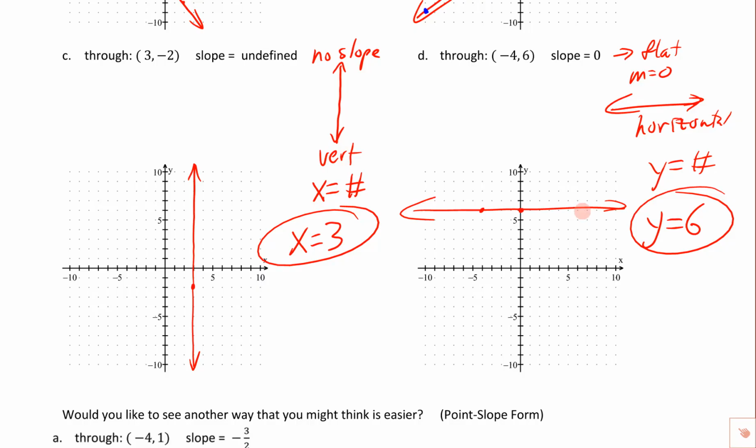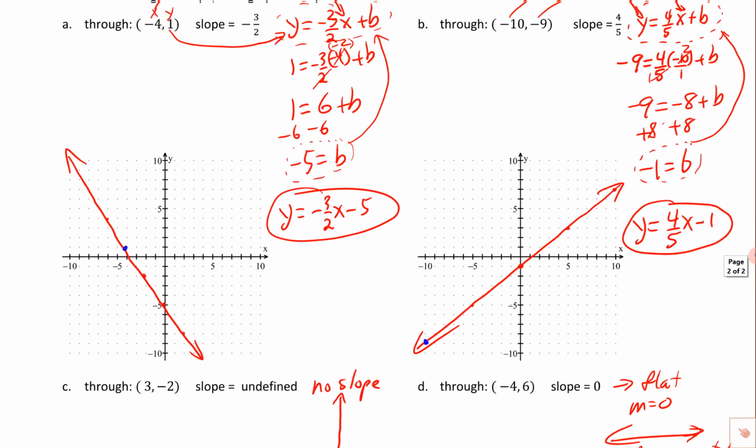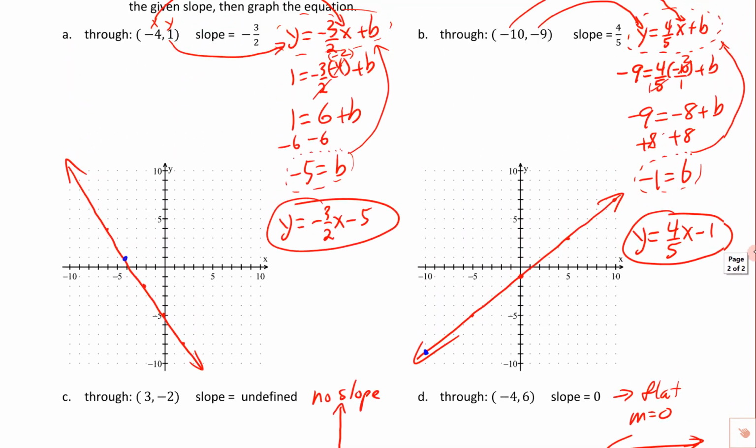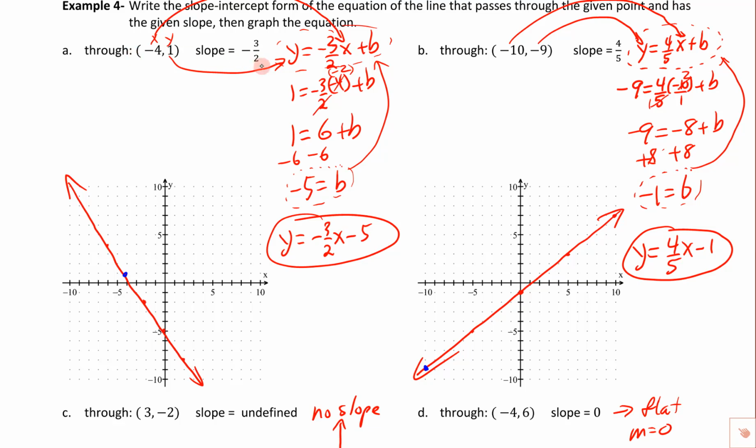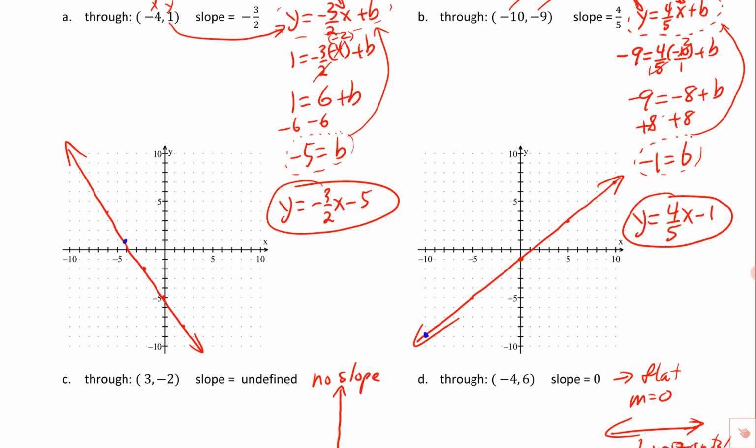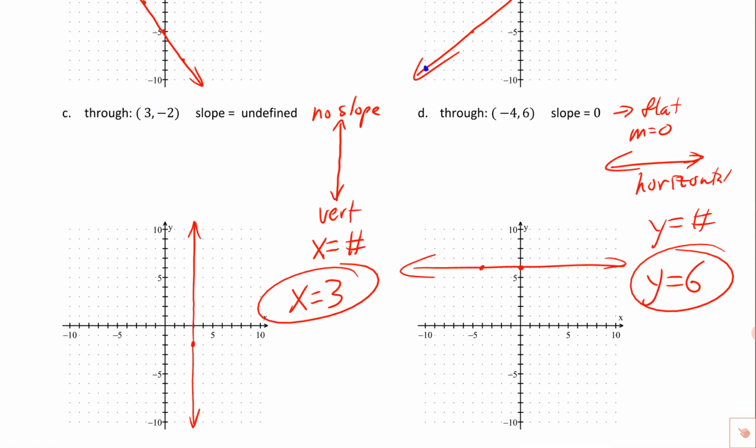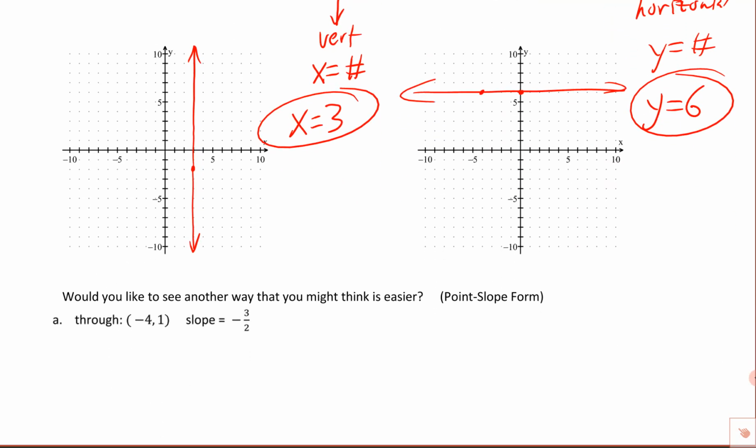Okay, those are the type of problems that you're going to see today. Make sure you can do those, whether you're given a point and a slope and then you find the y-intercept and come up with a regular old slope-intercept equation, or you've got one of these exceptions where the slope is undefined, we've got a vertical line, so it's x equals a number, or it's got a slope of 0, so we've got a horizontal line, so it's y equals a number.